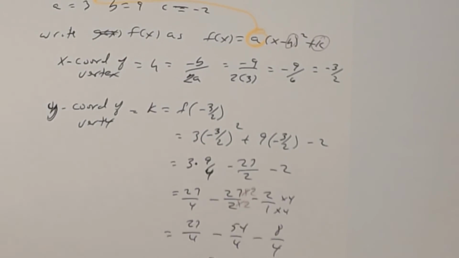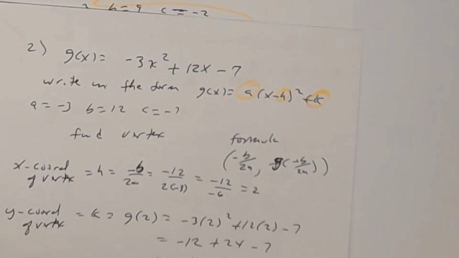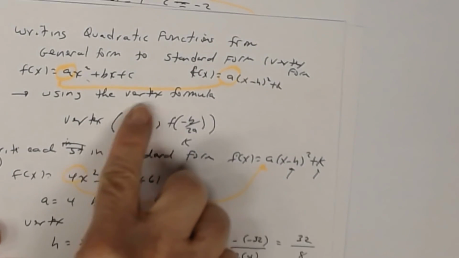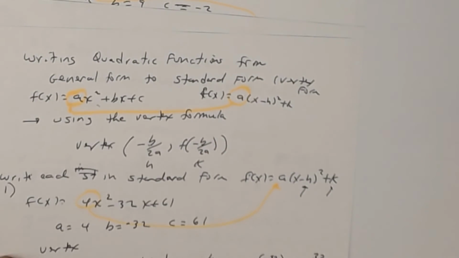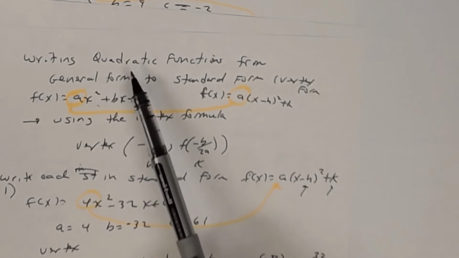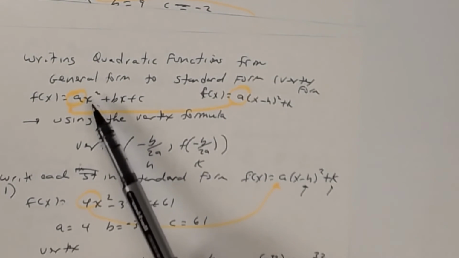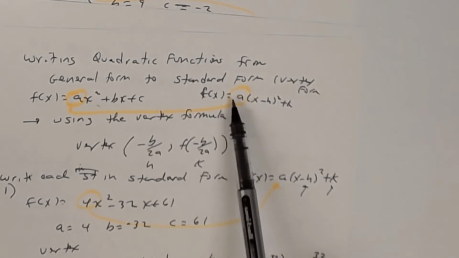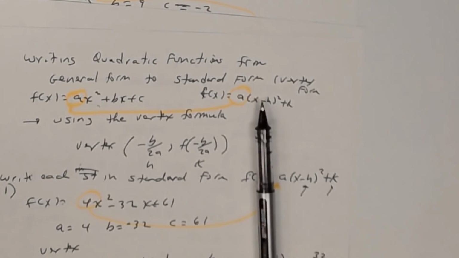All right, guys, so that is the lesson on using the vertex formula to write the equation of a quadratic function from general form to standard form. All right, so that's going to be the end of this lesson.